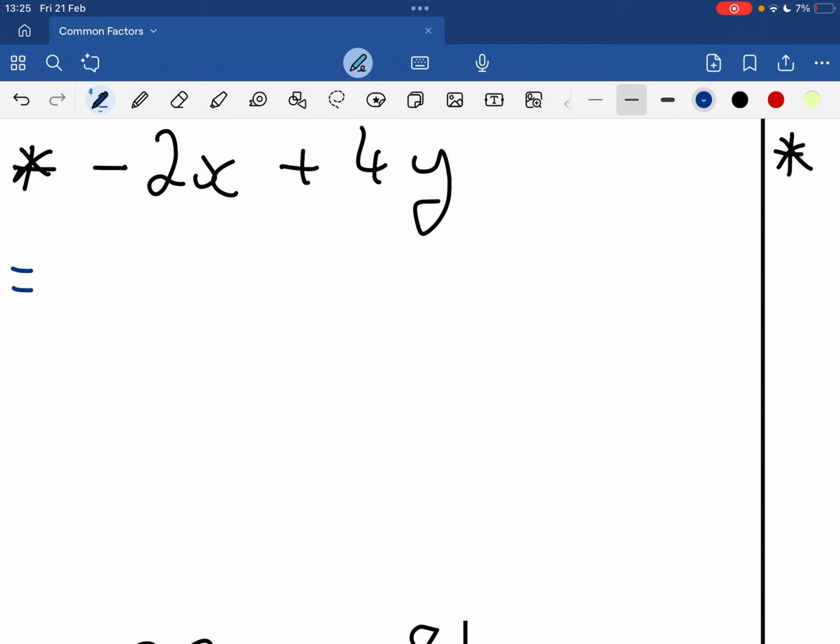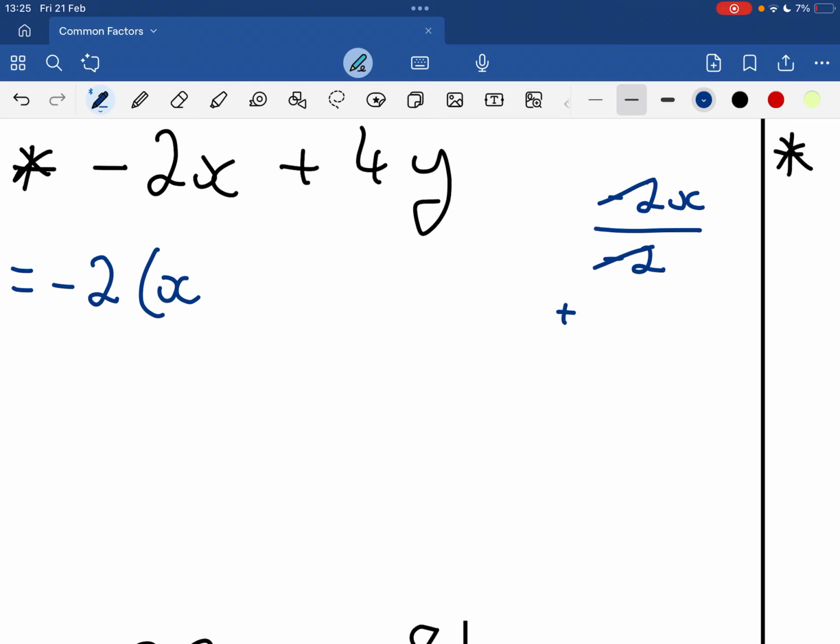Some of you may be saying it's 2. Some of you may be saying it's negative 2. And I'm here to tell you that both are fine as long as you do the maths correctly. See, if I took negative 2 as a common factor, I must make sure that the first term, negative 2x, is divided by the common factor negative 2. Now, negative 2 and negative 2 will cancel away, and I'm just left with positive x.